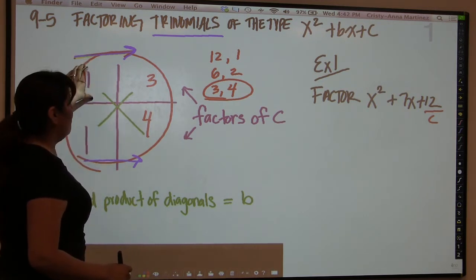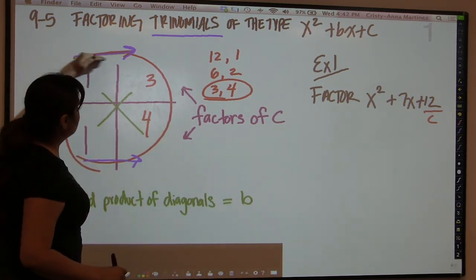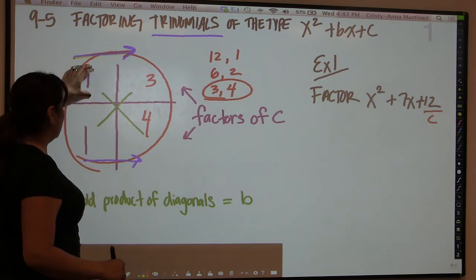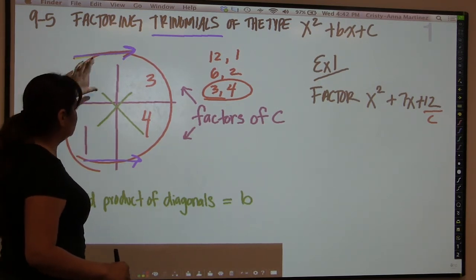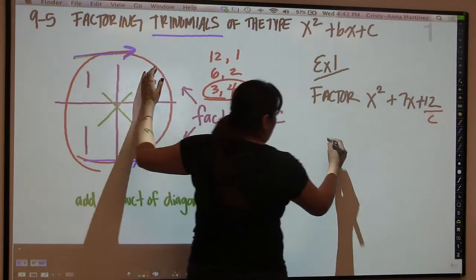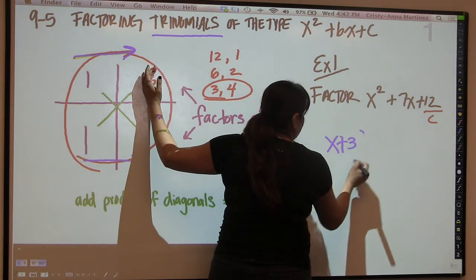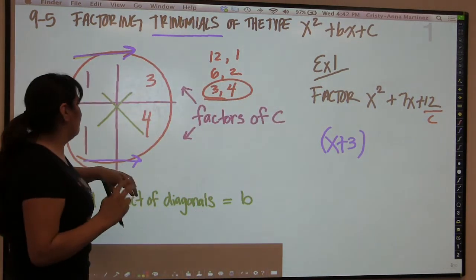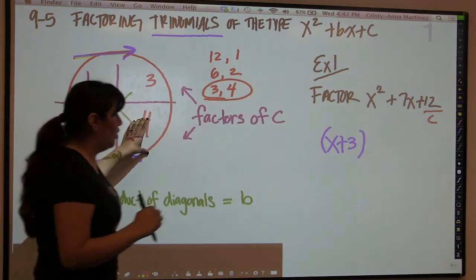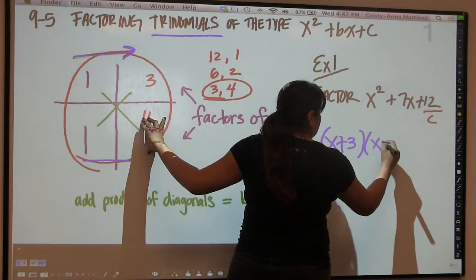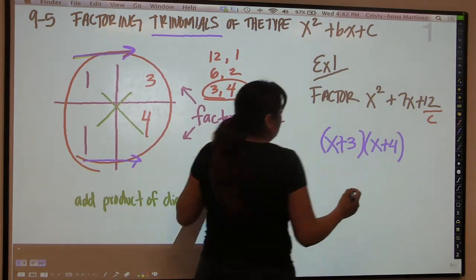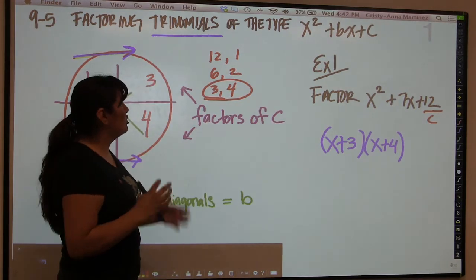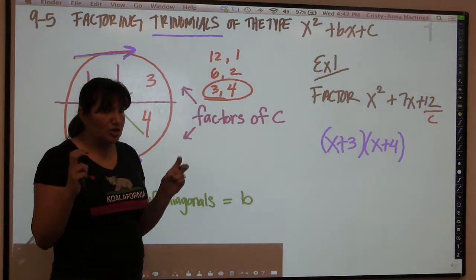Okay, so the variable in this case is x. So I'm going to go this direction. So my answer is not x plus 1. It's 1x plus 3. So I write over here x plus 3. My second factor is 1x plus 4. So I get x plus 4. And now this quadratic, this trinomial, is said to be factored.